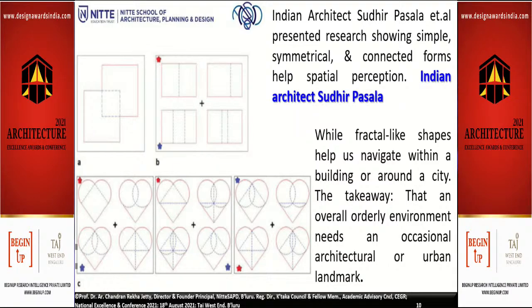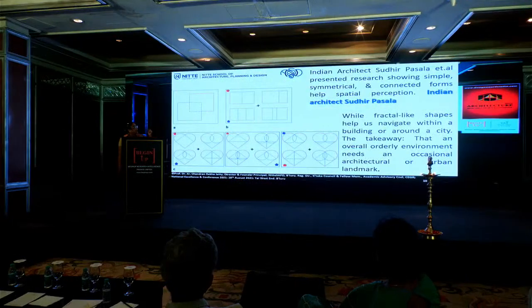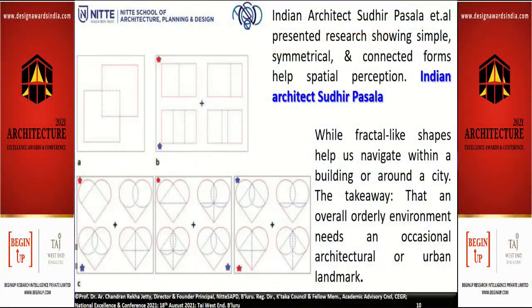On this, the Indian architect Sudhir Pasla has worked out that while fractal-like shapes help us navigate within a building, it is better to have spatial perceptions in terms of symmetry, connection, and simplicity. So this is what he has come out with as a solution. Next.